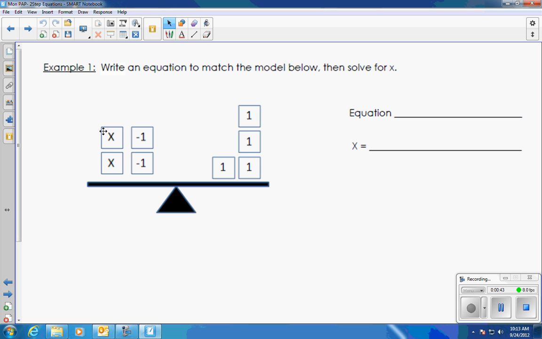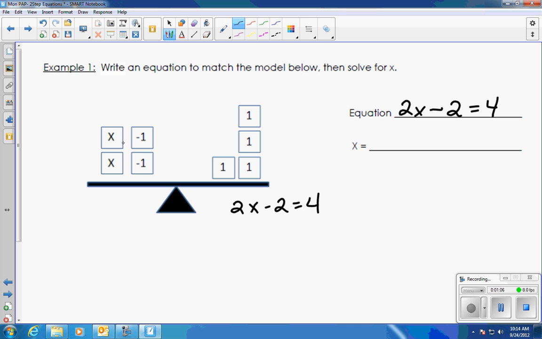When we're modeling equations, when we have two x's like this, what that really means is we have 2 times x. That's the way we write 2 x's. Minus 2 equals, there are 4 on the other side. Now, to solve this particular equation, I'm going to show my steps down here while I use the model to solve it. So how do I get rid of a minus 2? With a plus 2. But if I do it over there, I also have to do it over here. So essentially what I've done is I've added 2 to both sides.